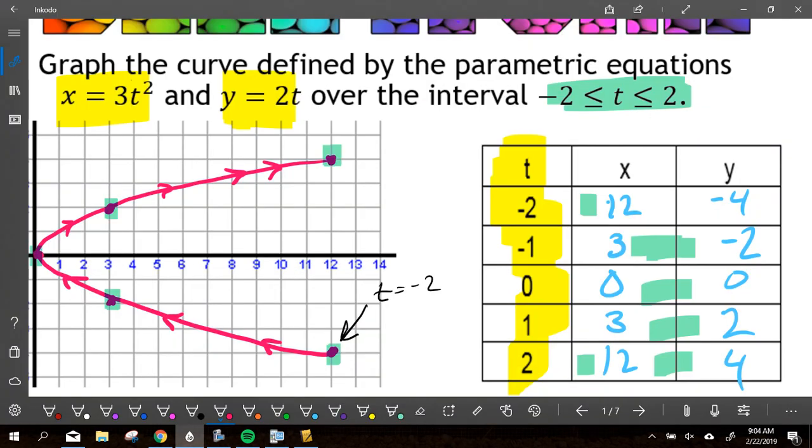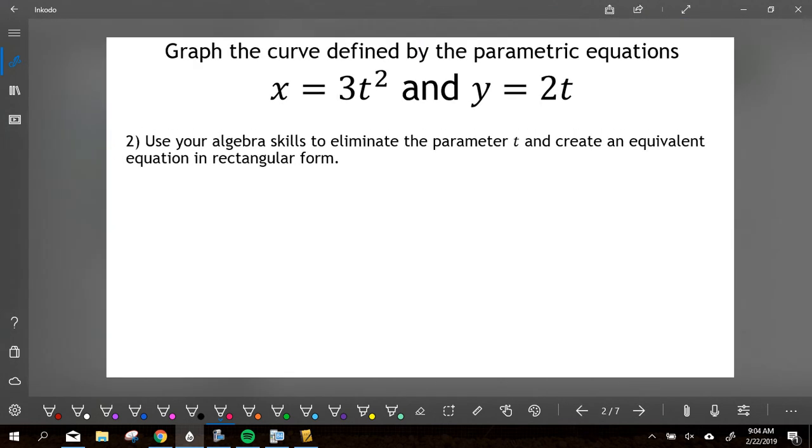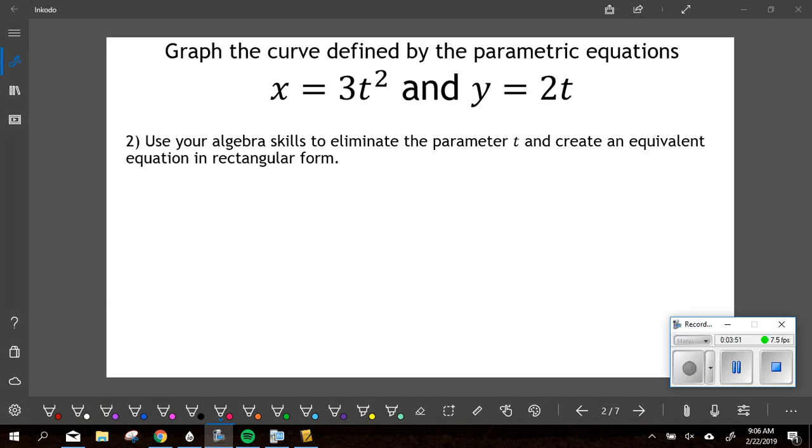Staying with bell work, so we're not leaving that problem yet. Now we're going to do the last part here. We have those two equations. I want you to use your algebra skills to eliminate the parameter t and create an equivalent equation in rectangular form. Or in other words, solve one of the equations for t and then substitute it into the other. That way you're only left with an equation with x and y. Try that real quick. You're solving one of the equations for t, it doesn't matter which, and then plug it into the other one so that you only have an x and a y equation left. Try that. Here we go.